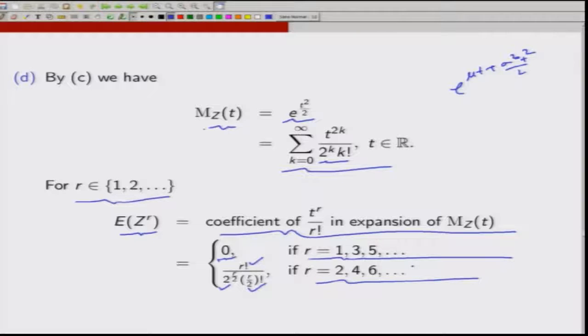So I also know that Z is the same as (X minus mu) by sigma, has the same distribution as (X minus mu) by sigma if X is normal(mu, sigma square). So using this I can find the moments of the normal(mu, sigma square) distribution.